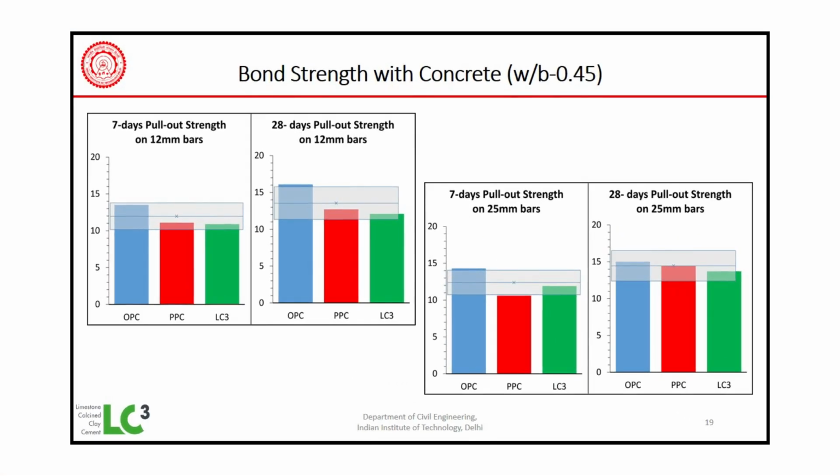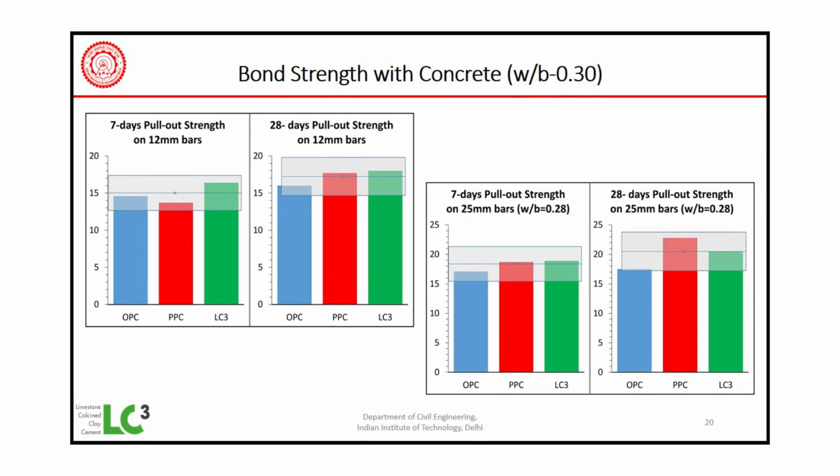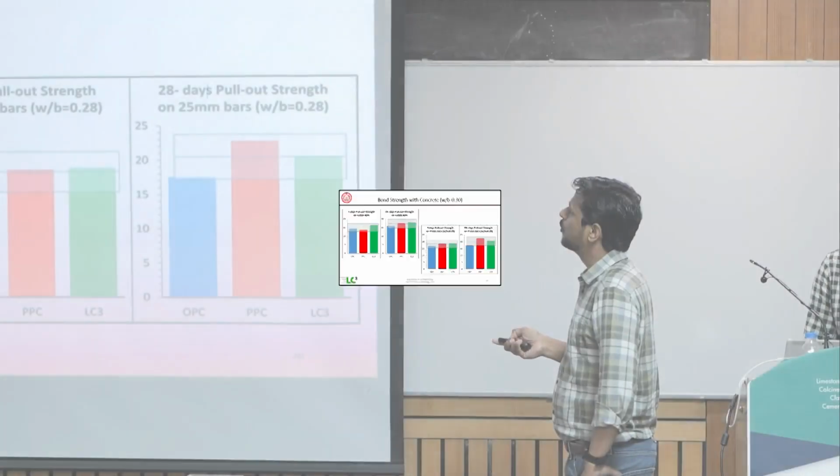And again, you see the results are very comparative. They are very similar for both the grades. Like, we have prepared two types of blend, 0.45 and 0.30. So it is similar for both.